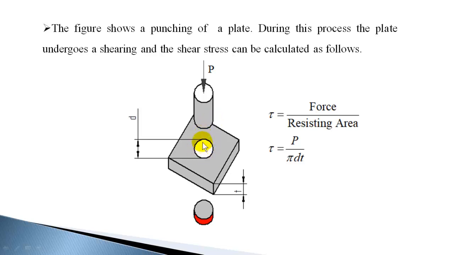Using the punch, the area which resists this force on the punch is the inside portion of this plate. So that removed portion I have shown here, this red colored portion, is the area which would have resisted that load against shear deformation.